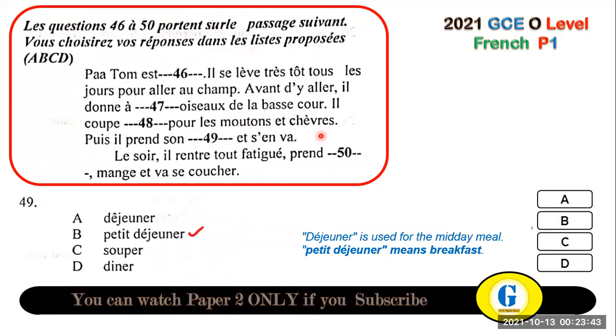49. Puis, il prend son blablabla et il s'en va. Il prend son petit déjeuner. Know that déjeuner is used for midday meal. Petit déjeuner means breakfast. So, il prend son petit déjeuner because they say he goes early to the farm. So, he needs to take breakfast, right?